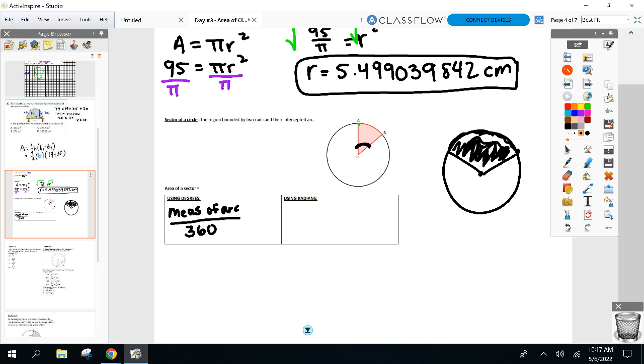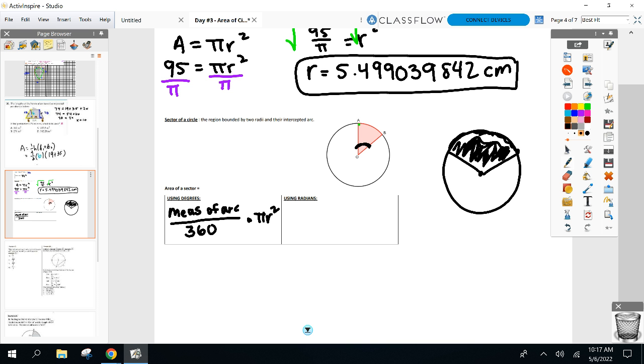Pi d. But now, since we're going inside the circle, we're going to finish it by multiplying it by pi r squared, which is the area. Yeah, radius. Thank you. Radius squared. The area of the circle. Good.